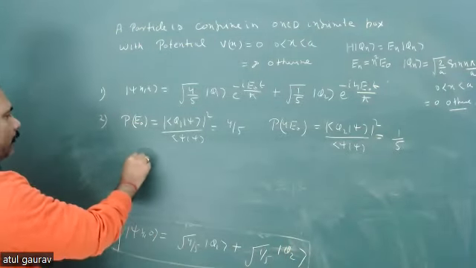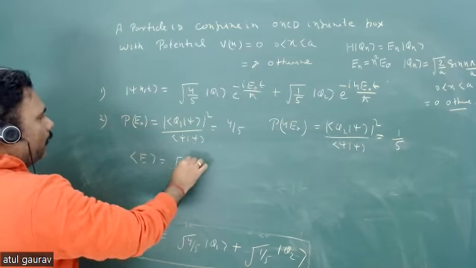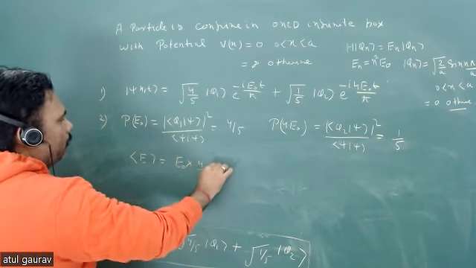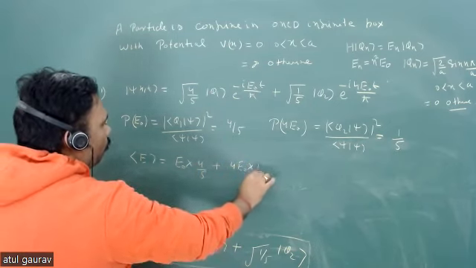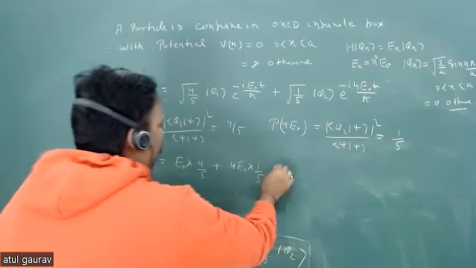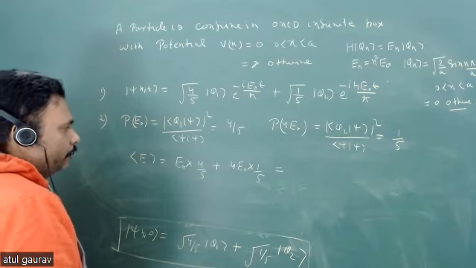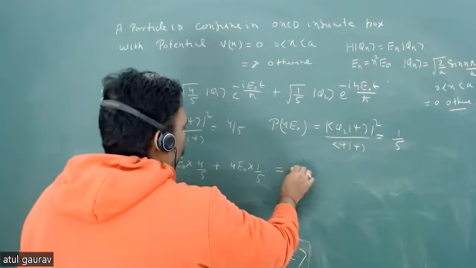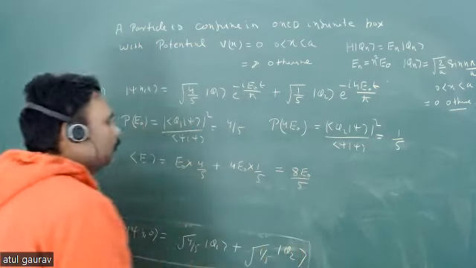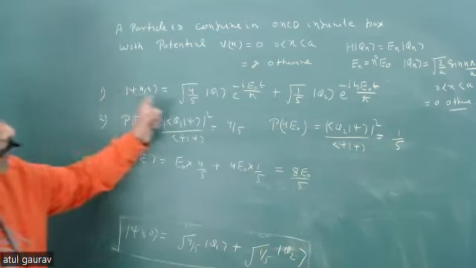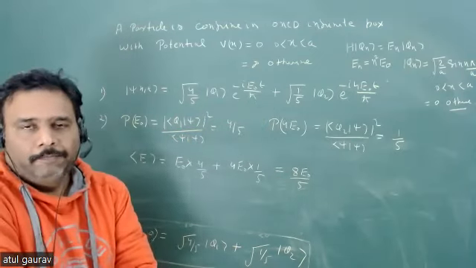So the average value of energy will be E naught into 4/5 plus 4 E naught into 1/5। कितना आ रहा है ये? 8 E naught by 5 है ना? Yes, sir. 8 E naught by 5। So on an average for this particular state your energy is what? 8 E naught by 5। क्लियर है ये?